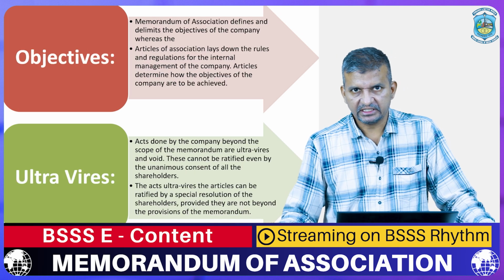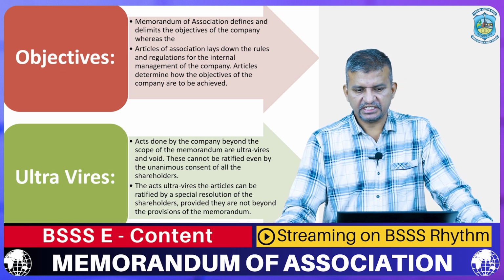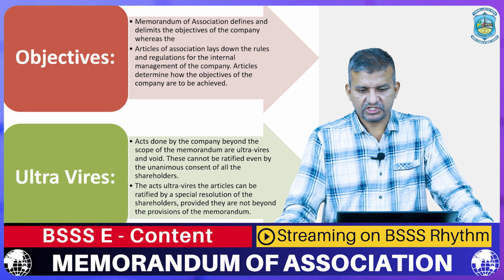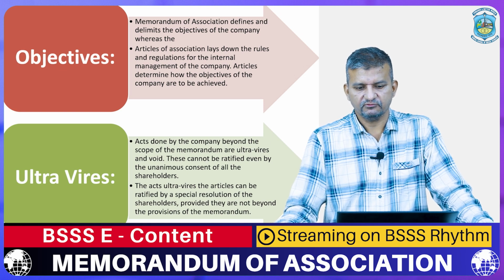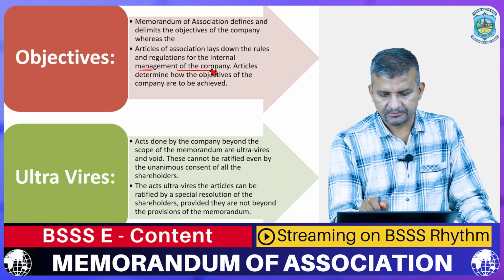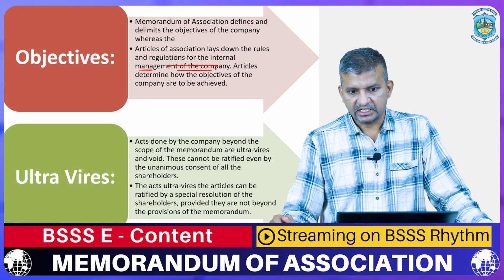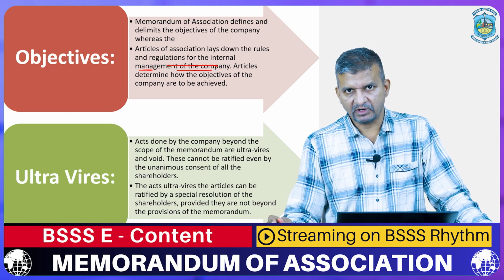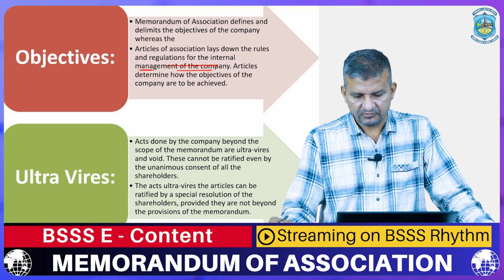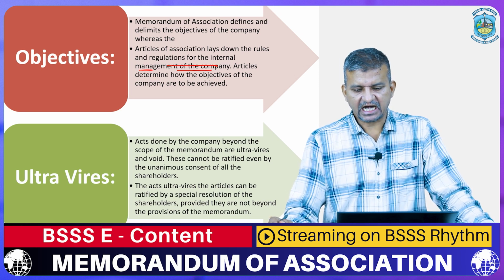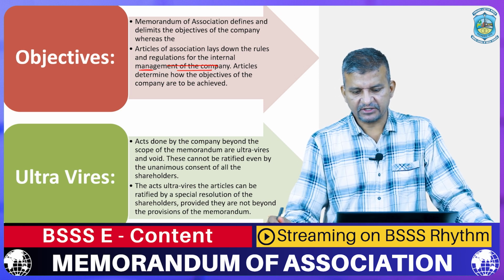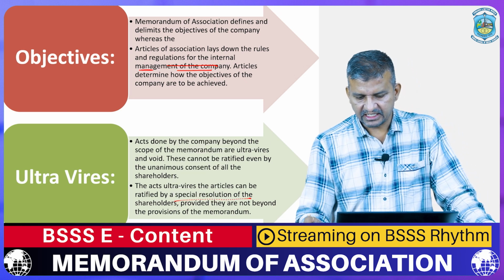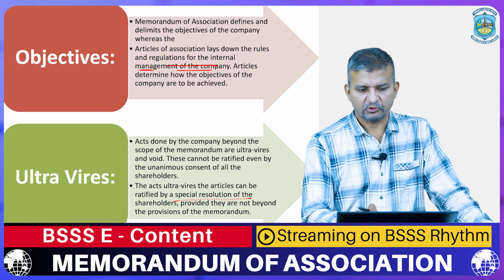Then we come to the third point, that is objectives. The memorandum of association defines and limits the objectives of the company, whereas the articles of association lay down the rules and regulations for the internal management of the company. Talking about ultra vires, acts done by the company which are beyond the scope of the memorandum are ultra vires and cannot be ratified, whereas in case of articles, any act which is ultra vires the articles can be ratified by a special resolution, provided they are not beyond the provisions of the memorandum.